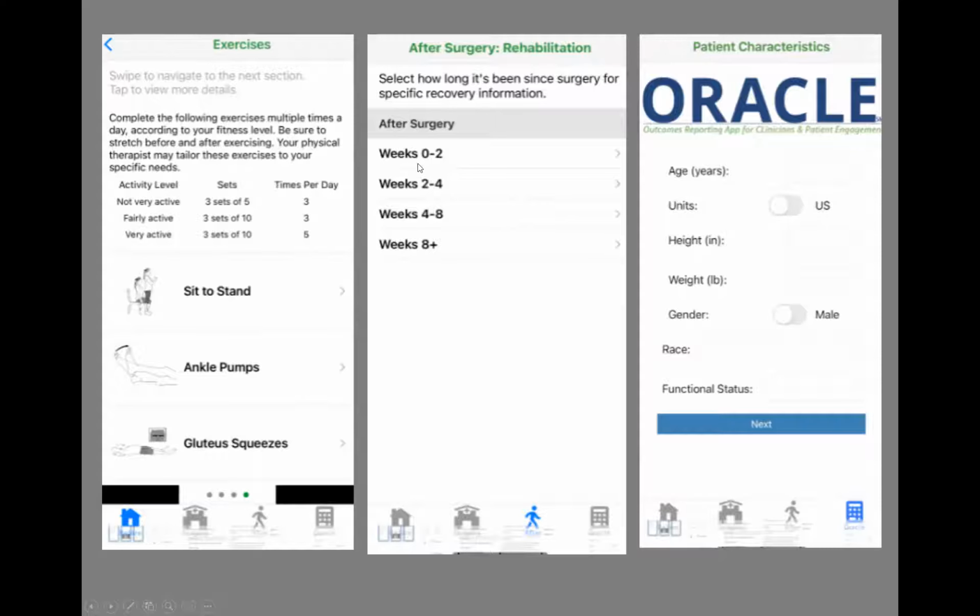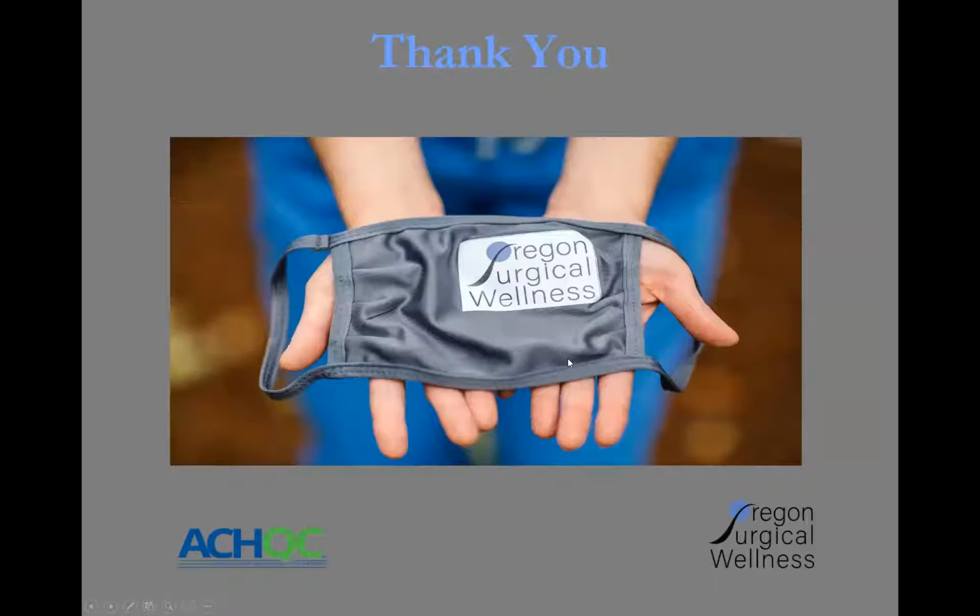Here you go. Week 0 to 2, 2 to 4, 4 to 8, 8+. And of course, you'll give them advice according to how big the hernia is. But I find this very, very useful. And that's all I have for you today.